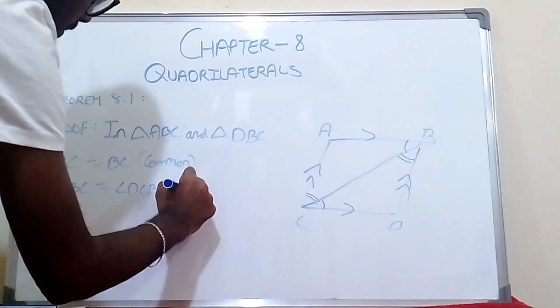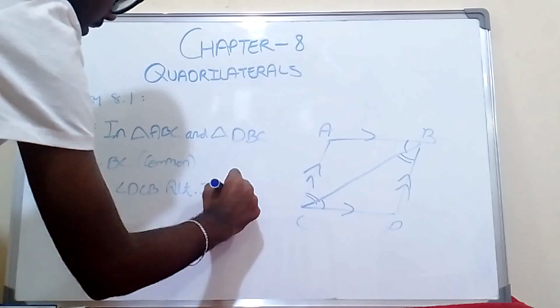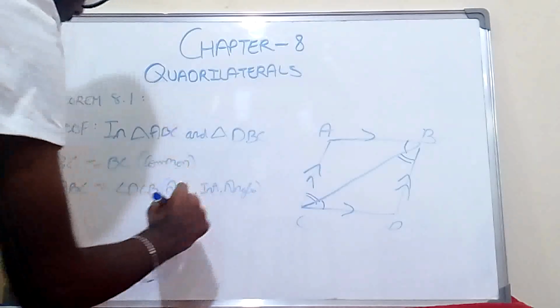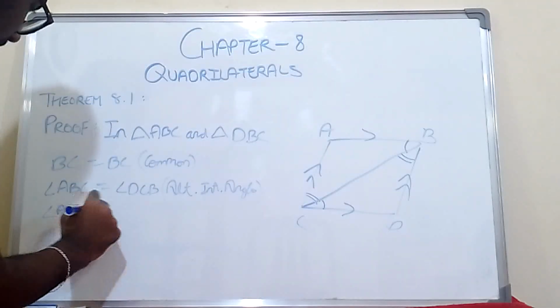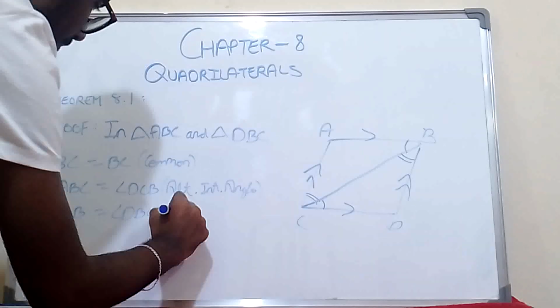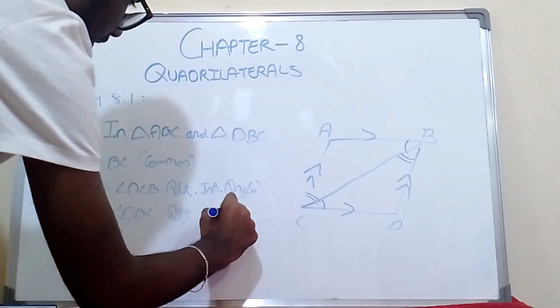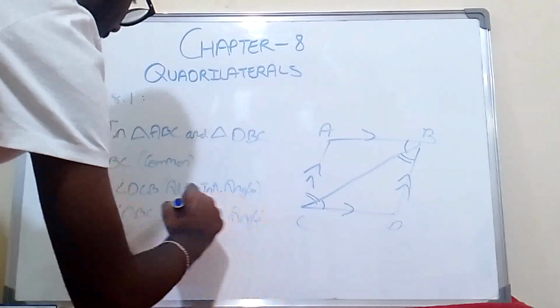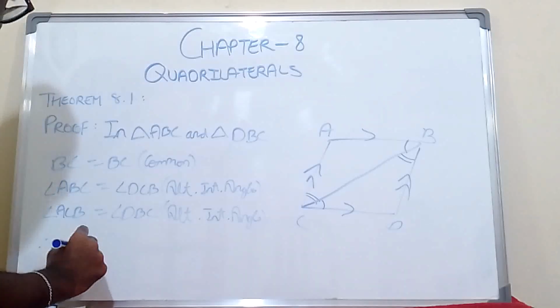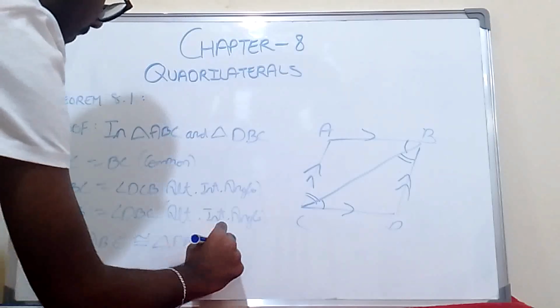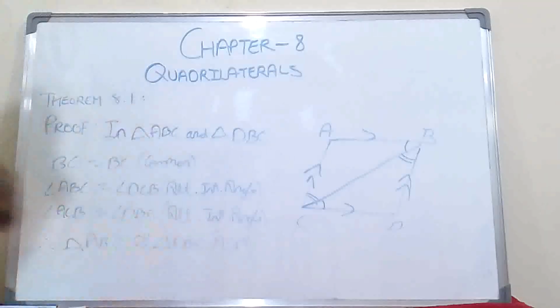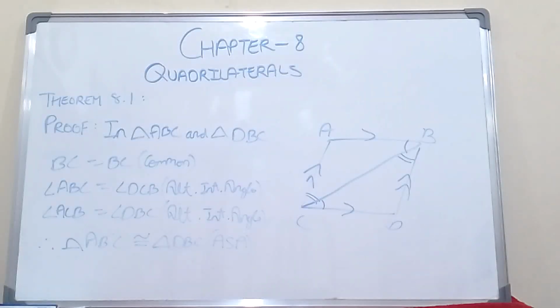because of alternate interior angles. Similarly we have angle ACB is equal to angle DBC because of alternate interior angles. So therefore we can tell that triangle ABC is congruent to triangle DBC using ASA congruency. Henceforth, we have proved that a diagonal of a parallelogram divides it into two equal halves. Now moving forward, we will see the next theorem.